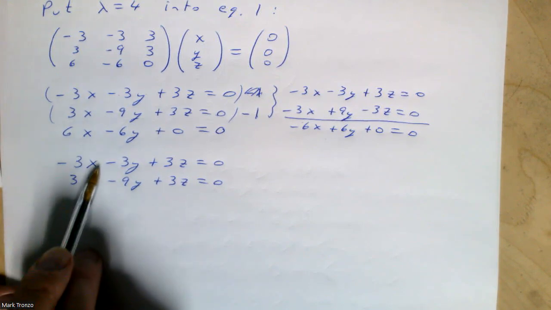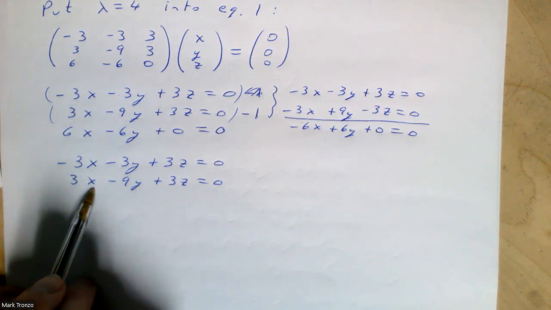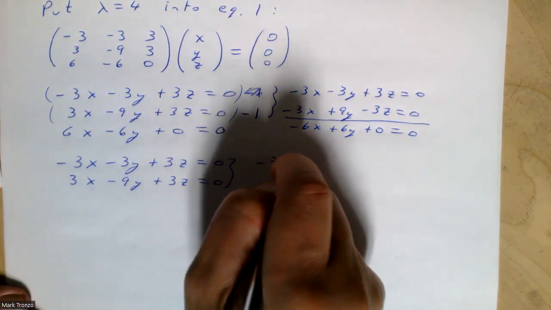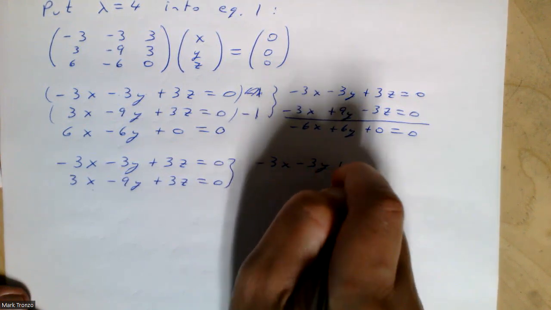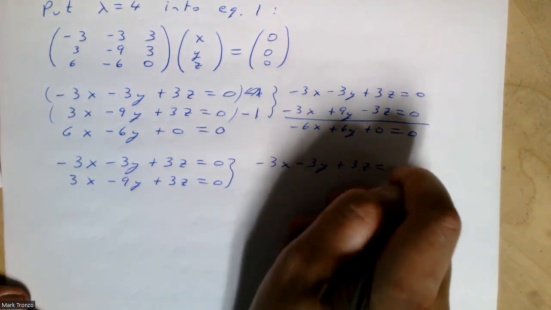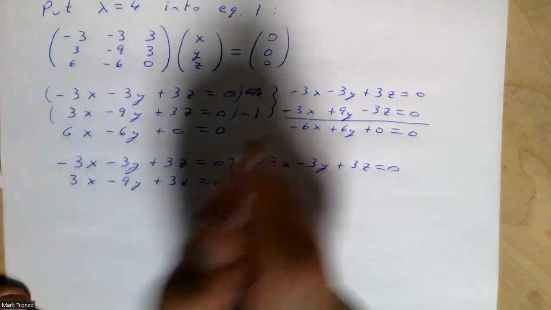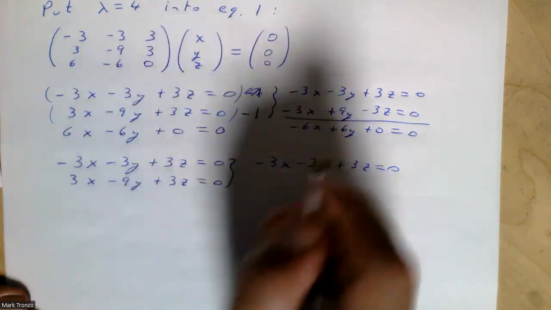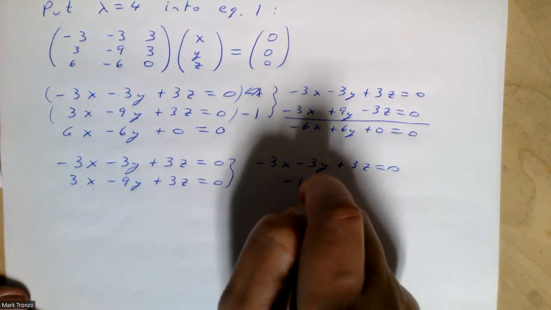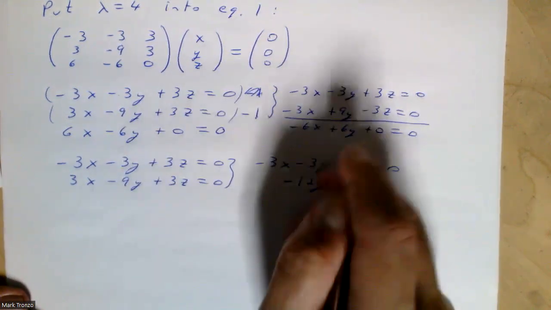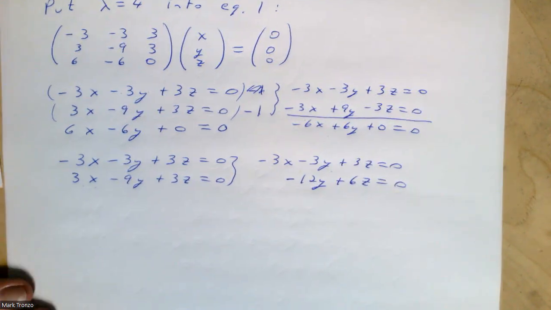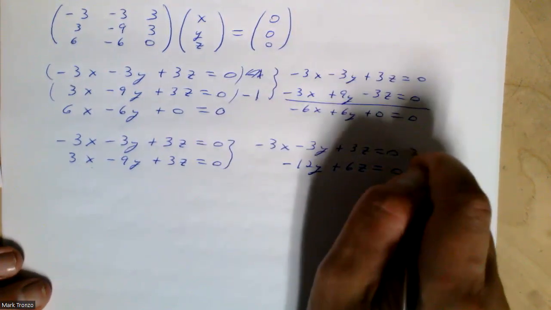Then if we add these, let's say if we added this one to this one, that'll leave us with 3x minus 3y plus 3z is 0. Like I say, if we add this to this, that's going to leave us with a 0 here. And then this is going to give us, what, a minus 12 here. And then plus a 6z here.